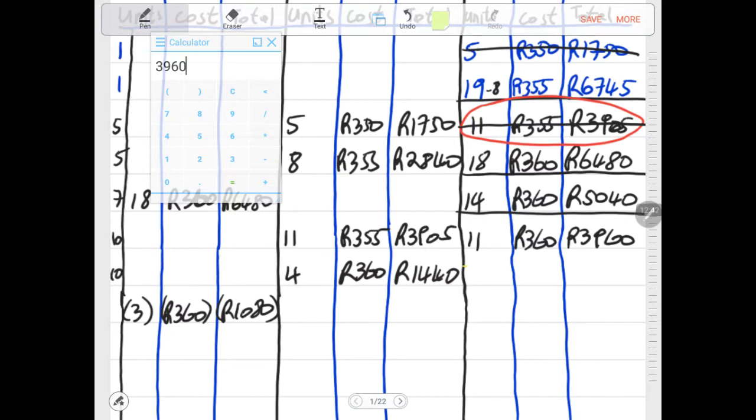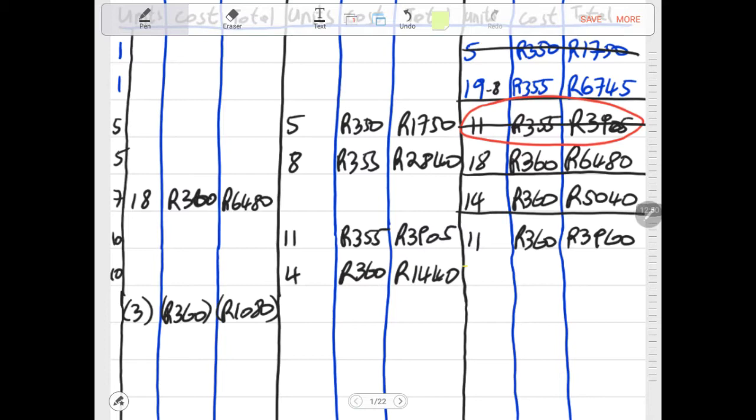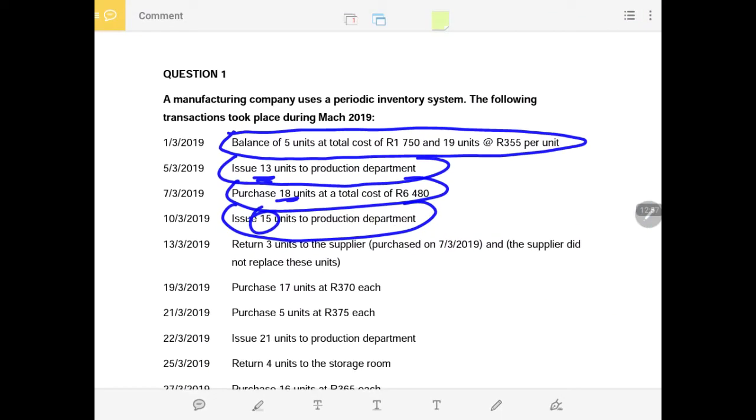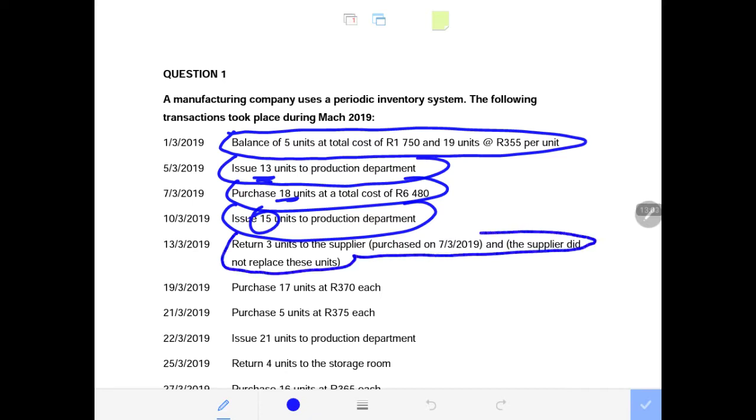So now that is the value of our inventory available after the return of the 3 units back to the supplier, and the supplier did not replace these 3 units, meaning the supplier would have given us our cash back if it was bought for cash. Then now we go on to the next date, meaning this date of the return back to the supplier is done. The next date is on the 19th day of the month.